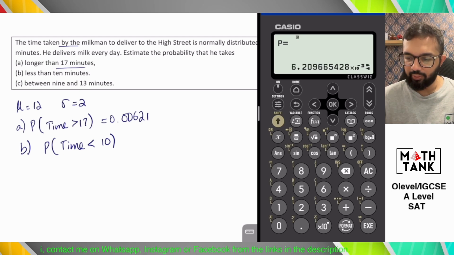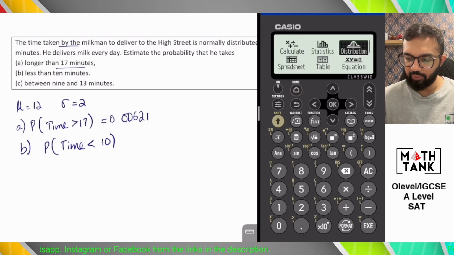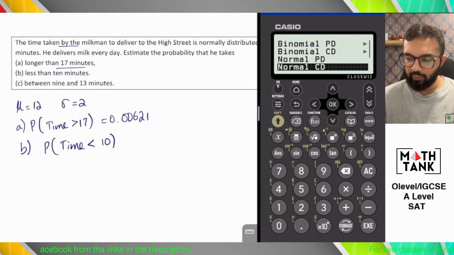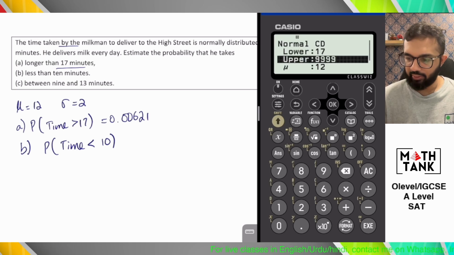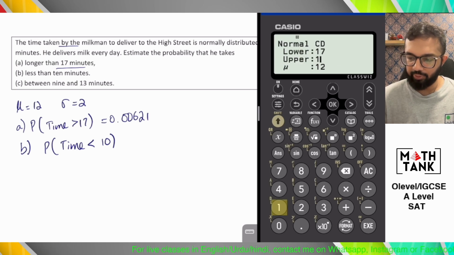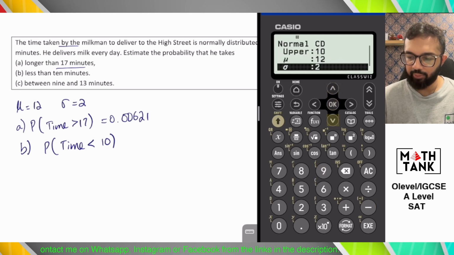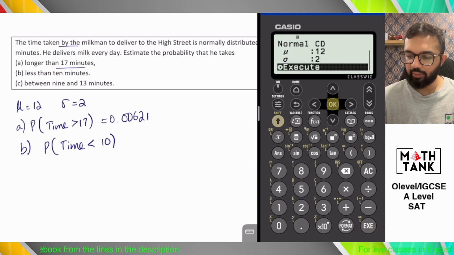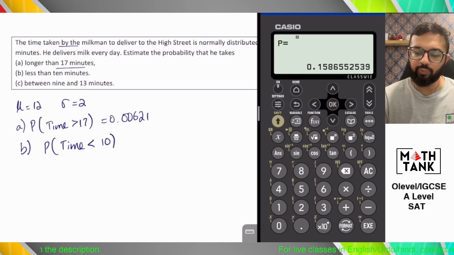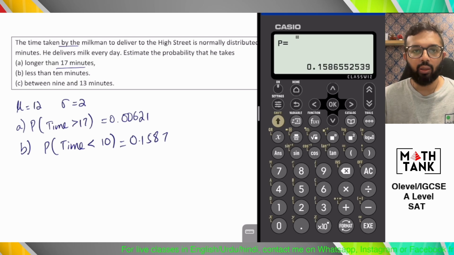Okay, so what I am going to do is I am going to go to distribution again and to normal CD. Then I'm going to type out 10 here in upper, and then I could have a very negative number up top. I could have minus 999. That should work, I think. Mu is 12 and standard deviation is 2. I press execute and this gives me 0.1587. Okay, that is my final answer for this question.